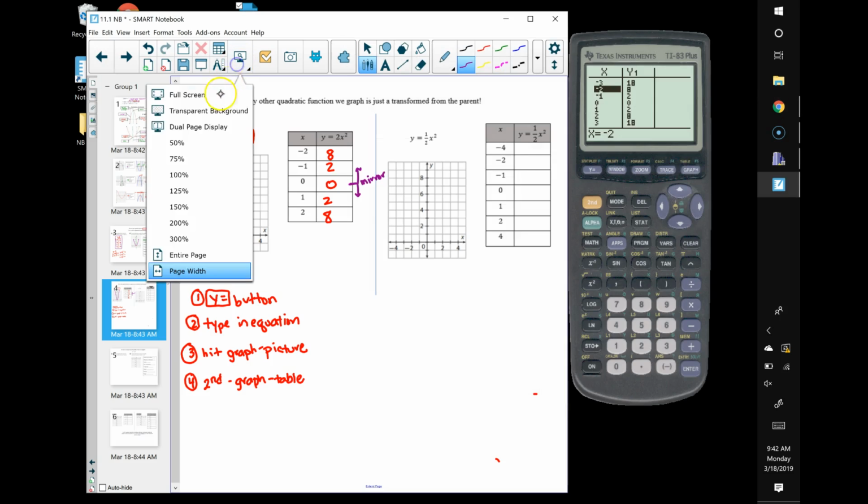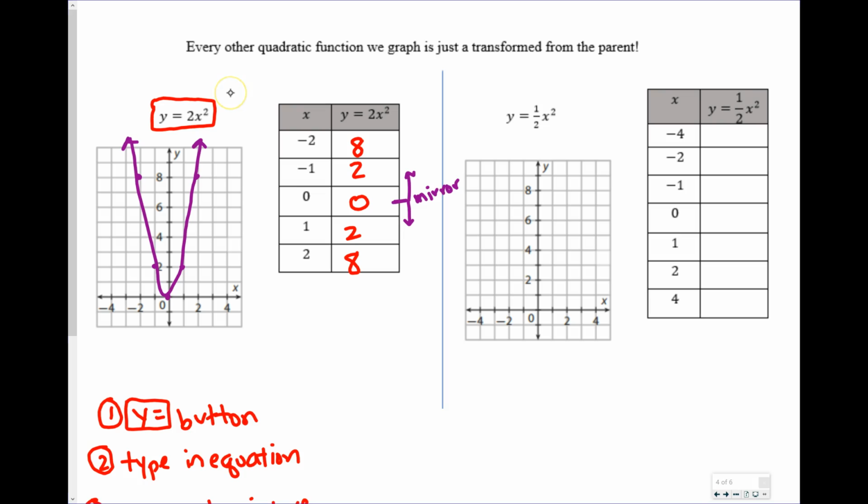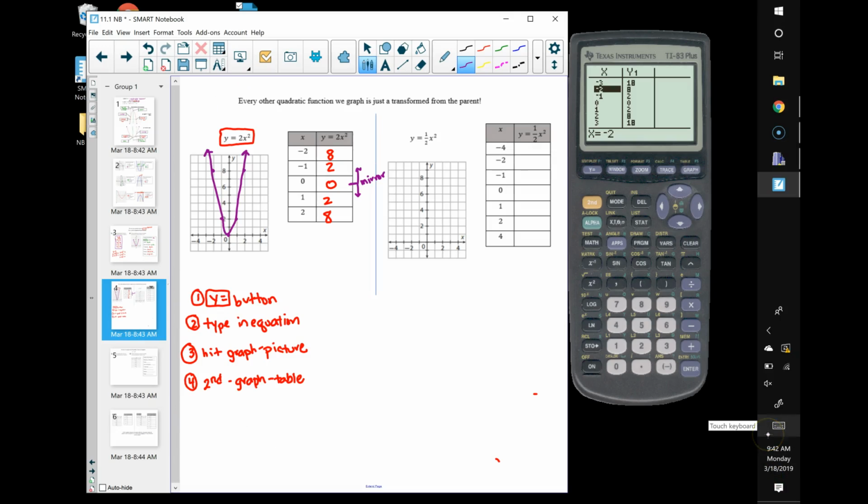So let's graph the other one and then compare the two. So the other one now is 1/2 x squared. So I'm going to use my calculator. I'm going to go back to y equals, and I'm going to clear my old equation. Now I'm going to type my new one in. Now be really careful. That 1/2, you've got to put that in parentheses. Parentheses 1 divided by 2, parentheses. Then you can put in your x and your squared. If you don't put it in parentheses, it's not going to give you the right graph.